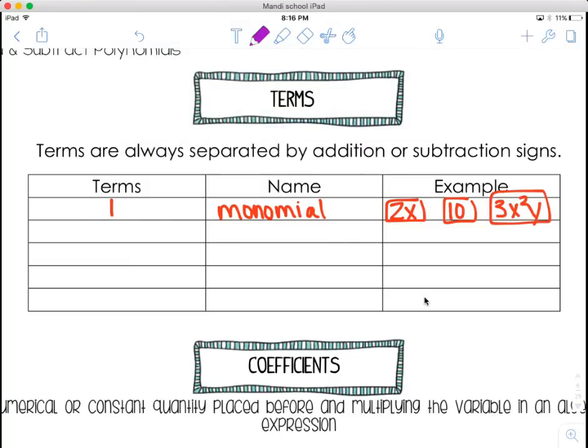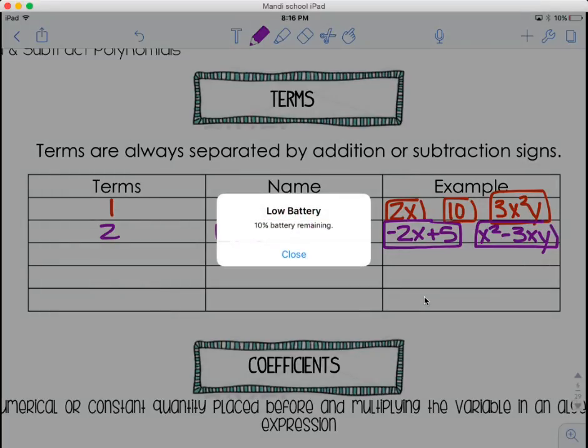Then you get into two terms, which we call binomials. Bi meaning two. Binomials mean they're separated by a single addition or subtraction sign. So let's say we have negative 2x plus 5. So it's separated in the middle by an addition sign. Or you could have x squared minus 3xy, separated by a subtraction sign that time.